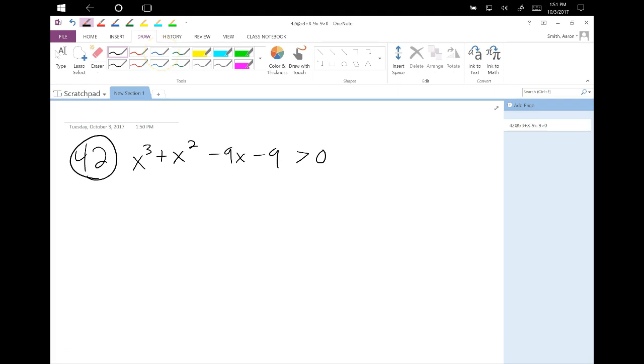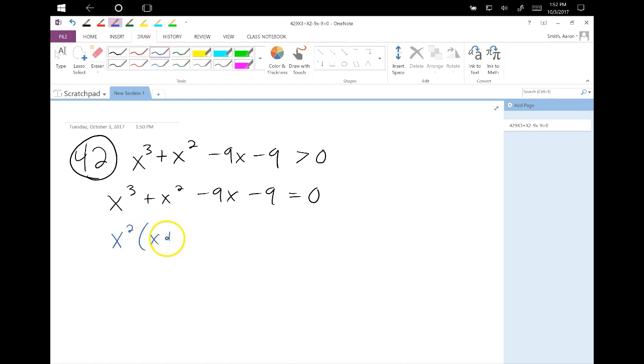On number 42, we want to solve this polynomial inequality, and keep in mind that with polynomial inequalities, it's impossible to get the x by itself. So what we do is we start by treating this like an equation, like that's an equal sign: x cubed plus x squared minus 9x minus 9 equals 0. And we factor by grouping.